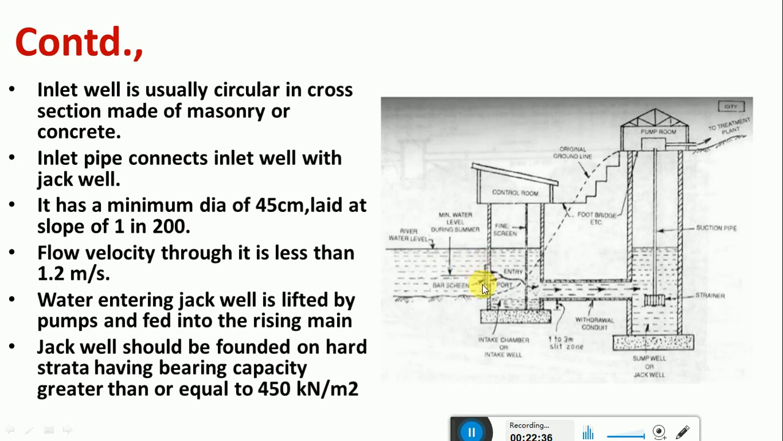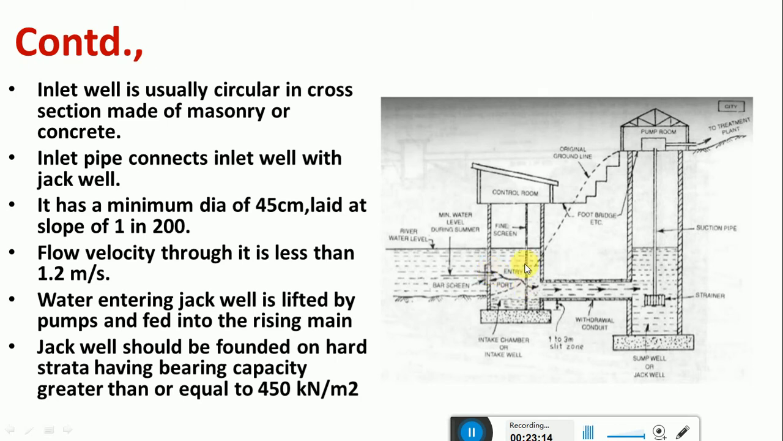One or two pipes can be located here to draw the water, and again in this inlet chamber or intake well, we have one more fine screen. This is the bar screen and this is the fine screen, which will remove even finer floating matter. This is the port, and this will be the intake pipe fitted with a bar screen. Water first enters into this chamber, and this is the control room. The inlet pipe will usually be of circular cross section. It will be made up of concrete or masonry structure.